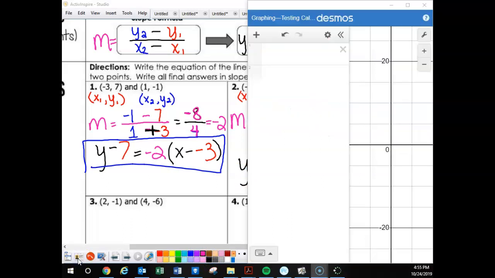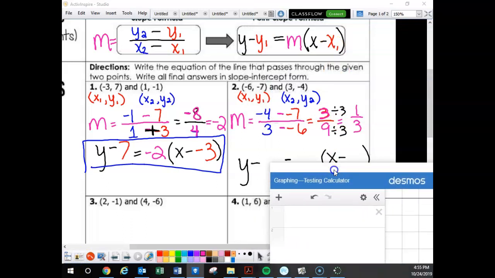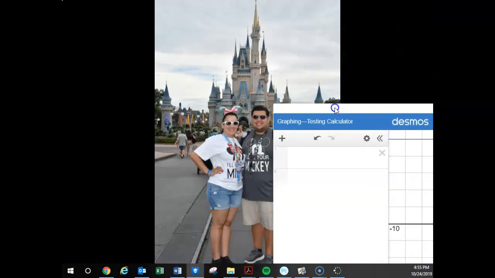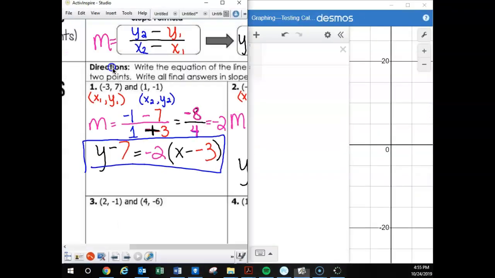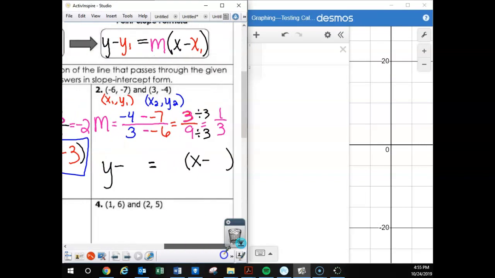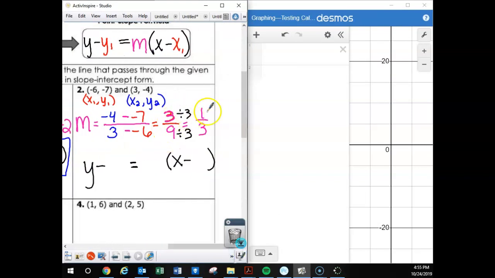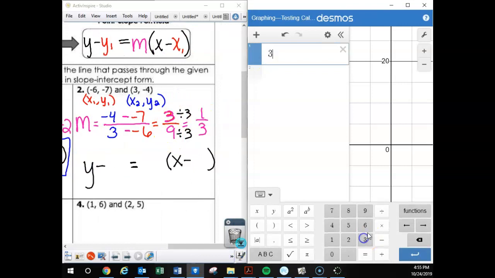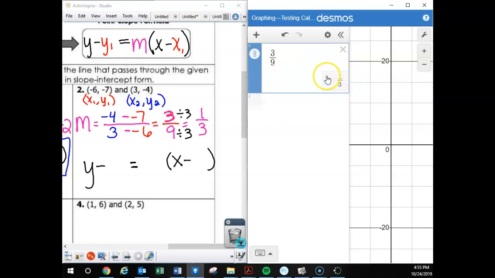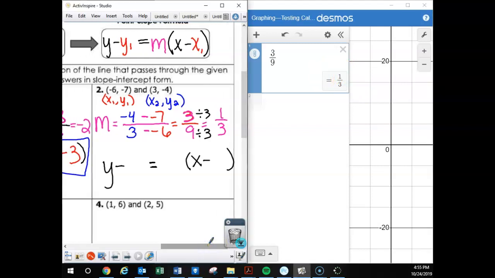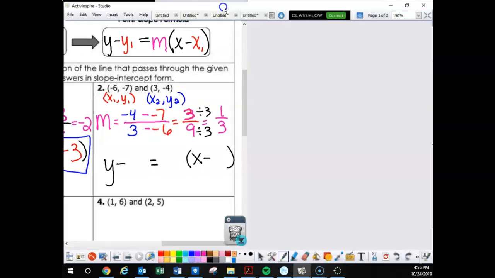Now I want to show you something in Desmos, if you want to know how to reduce the 3 over 9. So I have 3 over 9, right? If I type that into Desmos, 3 divided by 9, I get this, but then you see this right here. If you click on that, it actually shows you how to reduce the fraction. So Desmos reduces fractions for you. There's no reason for you to get the problem wrong.